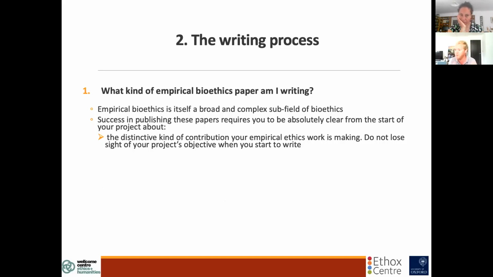It doesn't matter if you don't know too much, but I want to review some of the basic tenets of that, just so we can understand the kinds of empirical bioethics contributions we can make. My points here are general ones, though. Being successful in publishing these papers means being clear from the start about the kind of empirical bioethics work you're doing, because that will follow through to being clear what the contribution you're making is, and that you don't lose sight about the objectives that you have when you come to writing up that piece of work.